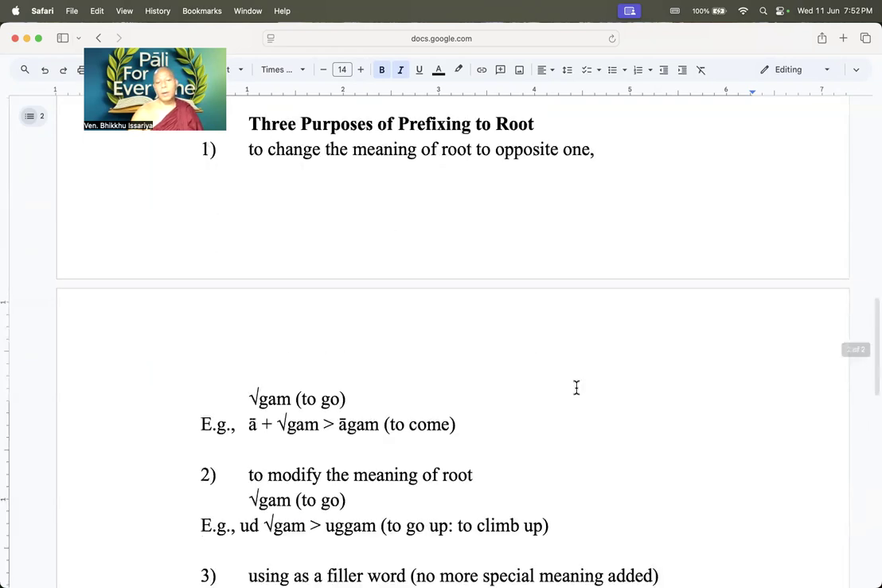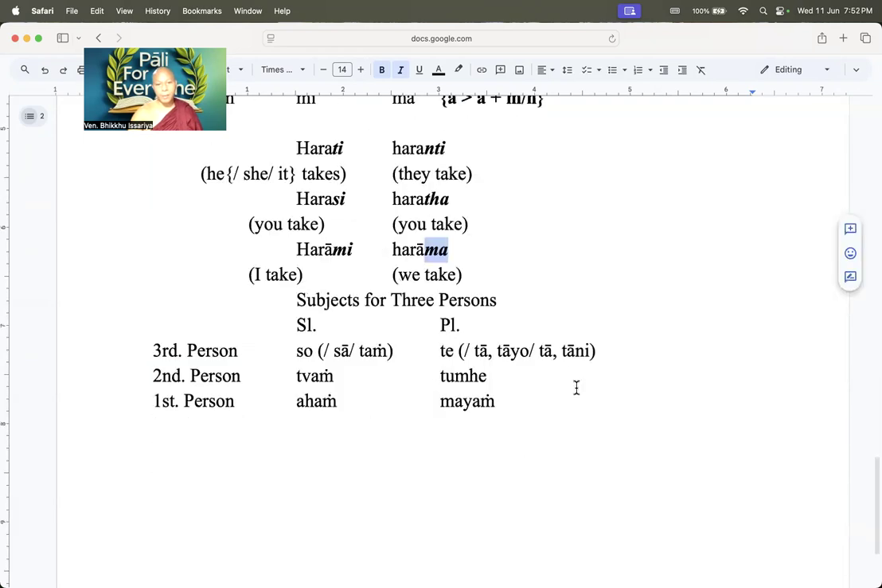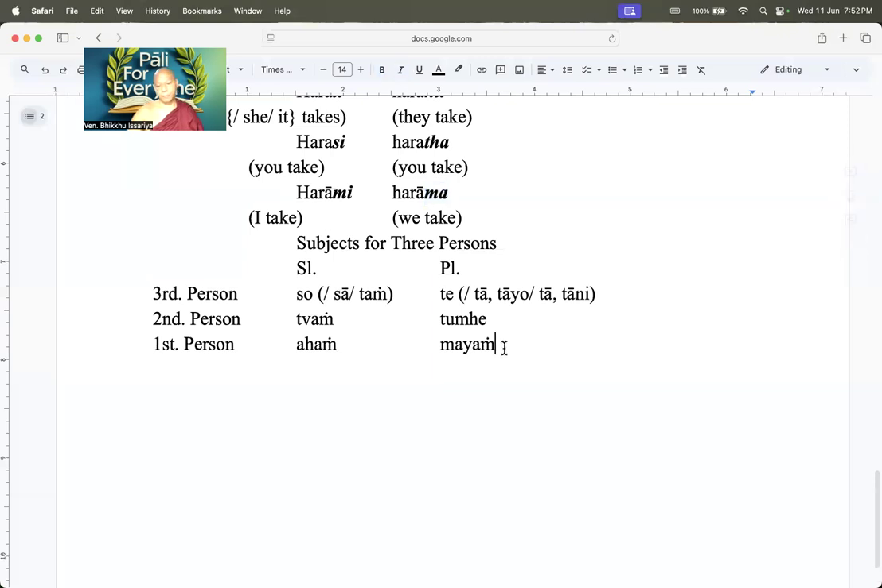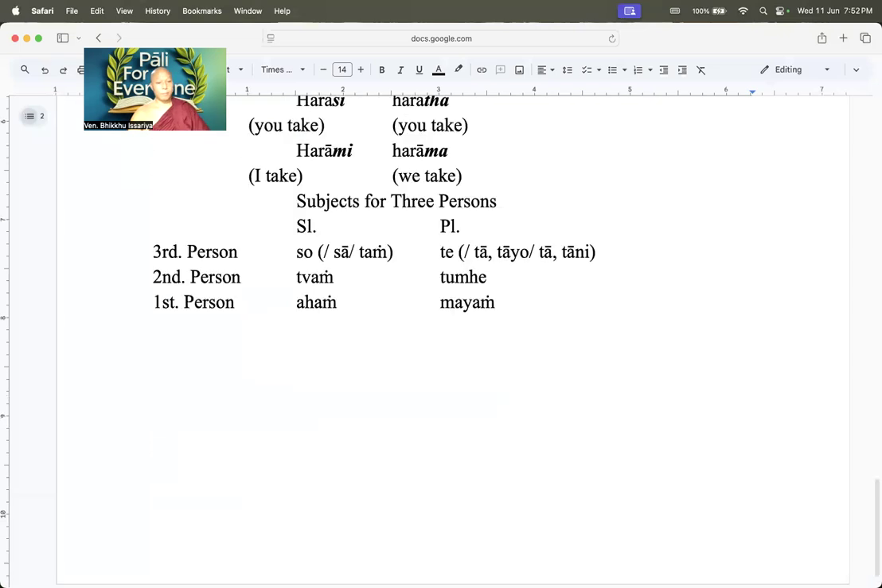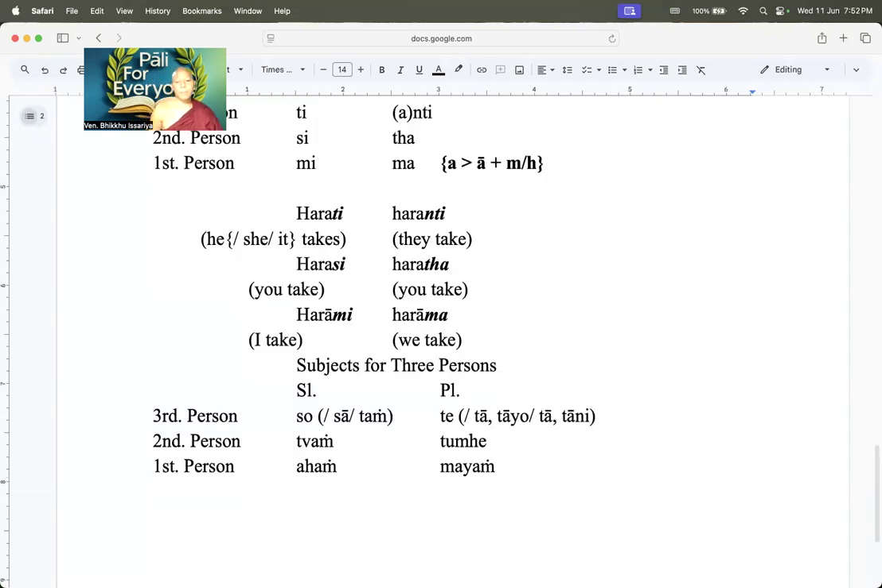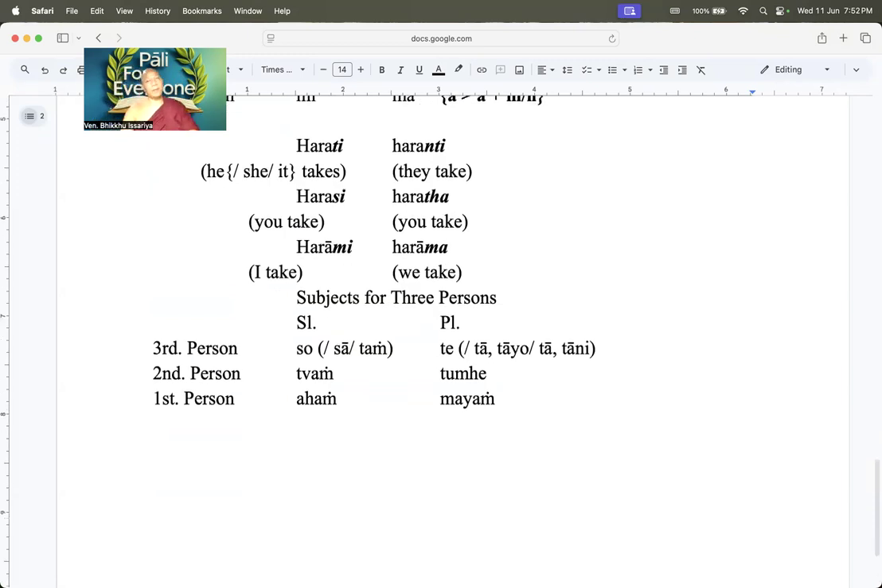Okay, so now another root. Let's go. Okay, one verb we find repeatedly. We can see it in the teachings of the Buddha when we learn. So we prefix ruhar.